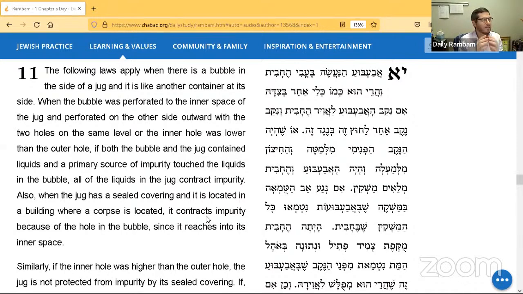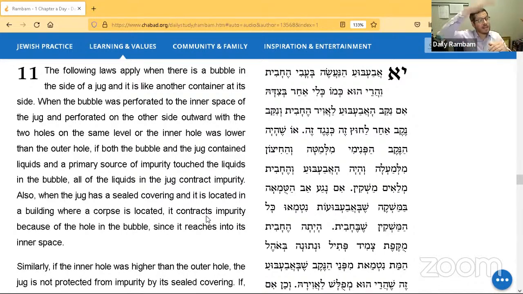So now he says when the bubble was perforated to the inner space of the jug and perforated outwards with two holes that are on the same level, or the inner hole is lower than the outer hole. So if both the bubble and the jug contain liquids, and now a primary source of impurity touched the liquids in the bubble, just in that mini kind of container, then all the liquids contract impurity because it extends.